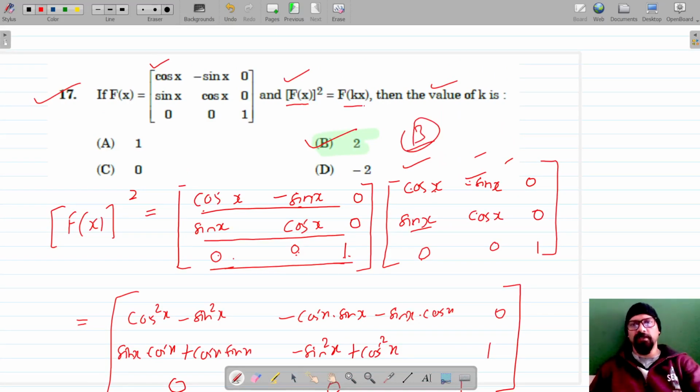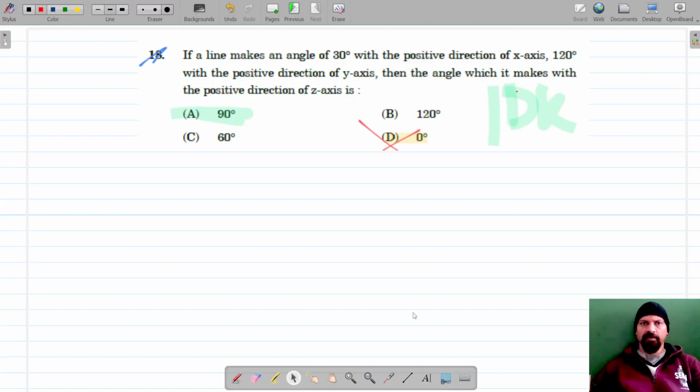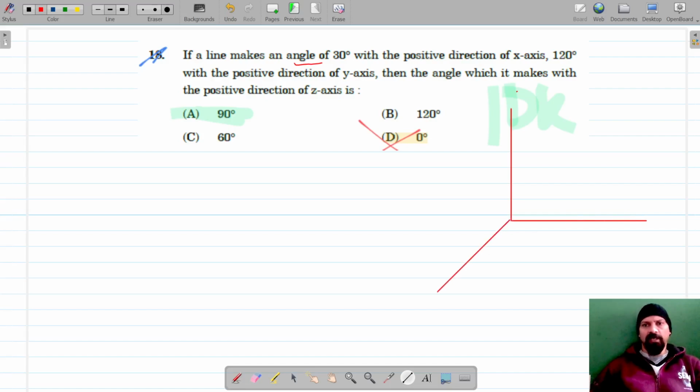Moving on to question number 18. For question number 18, it's given that a line makes an angle of 30 degree with the positive direction of the y-axis. And let's say these are our axes x, y, and z. And we know that the angle made by a line with the x-axis is known as alpha. And let this be the line. This is x-axis, this is y, and this is z.